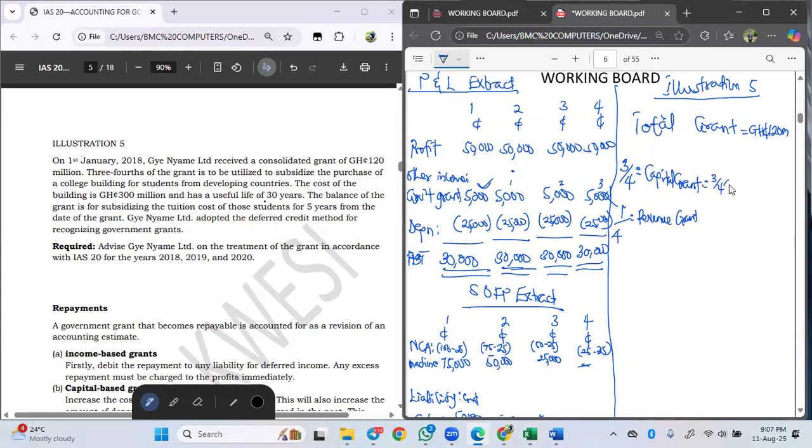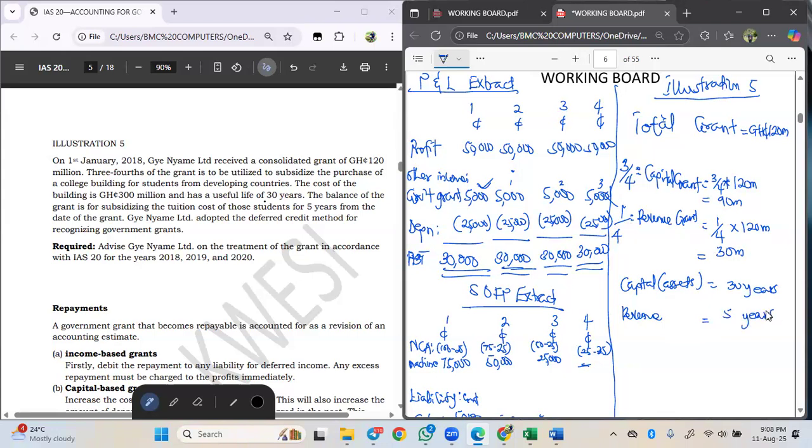So 3 over 4 times 120 million will give you 90 million. Then 1 over 4 times 120 million, the remaining, will be 30 million. Now the capital, the asset, will last for 30 years. The revenue, the subsidizing of the tuition, will last for 5 years.